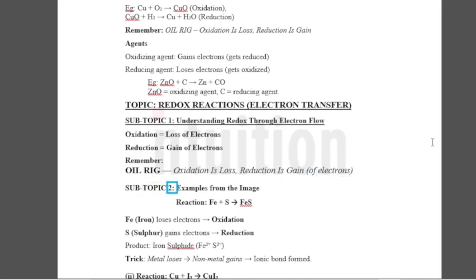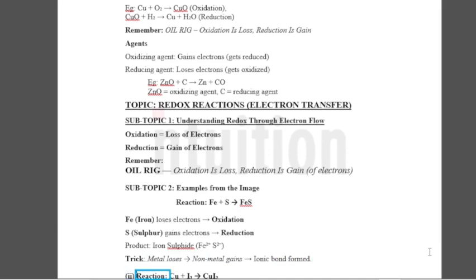Subtopic 2. Examples from the image. Reaction 1: Fe + S → FeS. Iron loses electrons: oxidation. Sulfur gains electrons: reduction. Product: iron sulfide, Fe²⁺S²⁻. Trick: metal loses, non-metal gains, ionic bond formed.